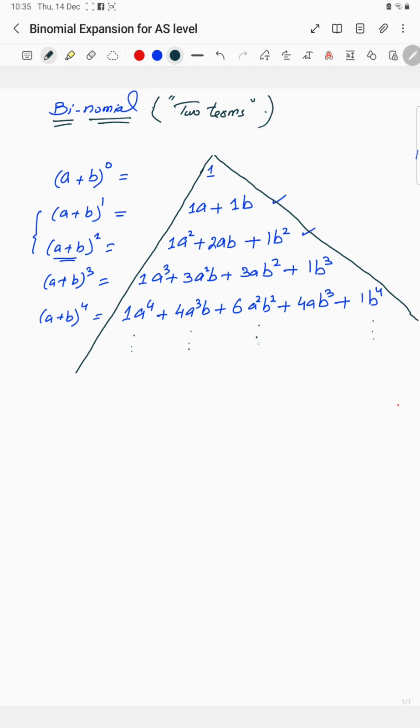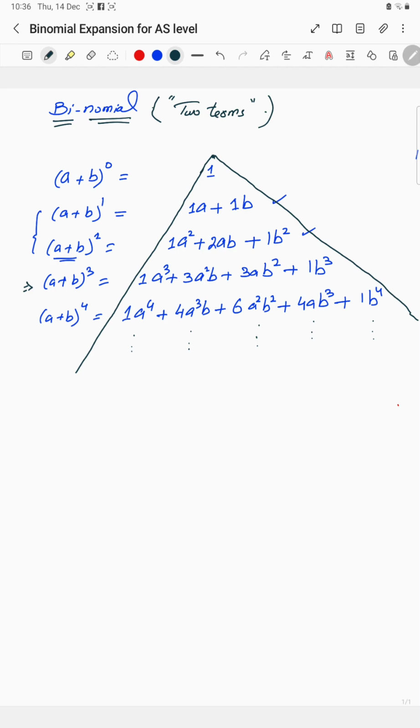So it's not difficult to find (a plus b) with any power, it can be 5, 6, but it will take a little time, as we are going to increase the power of the terms one by one. If we proceed to (a plus b) power 6, we can expand it: (a plus b) cubed will multiply itself 2 times, and we will get (a plus b) power 6, but it will take a long time to do the calculation.